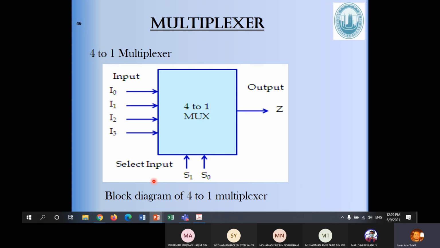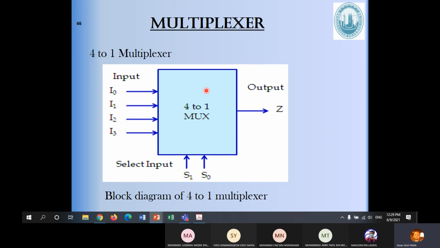4 to 1 MUX, this is the block diagram. You have 4 inputs, I0 until I3. One output still, it is Z, but the select input will become 2. Okay, so how do you obtain the number of select inputs? It is using the same way, the square root of the number of inputs. Okay, so punca kuasa number input ada 4, punca kuasa 2, 4 adalah 2. So that is the number of selectors. So this is the block diagram.